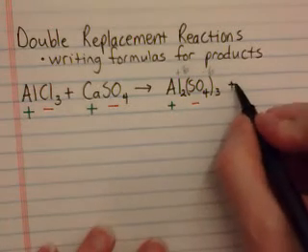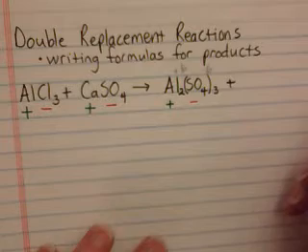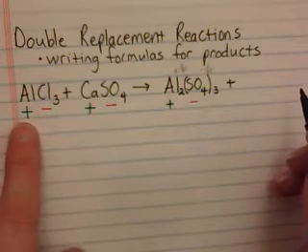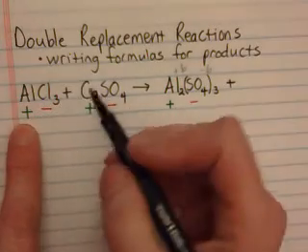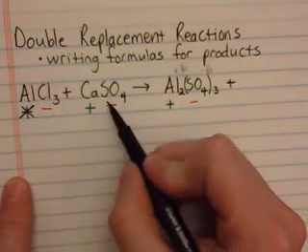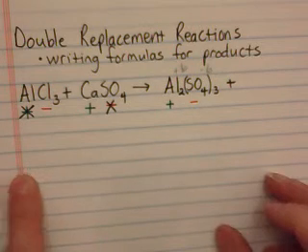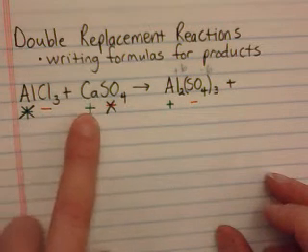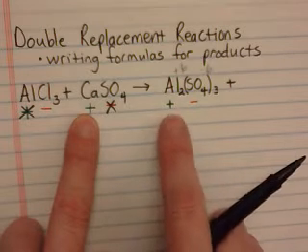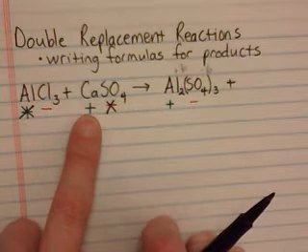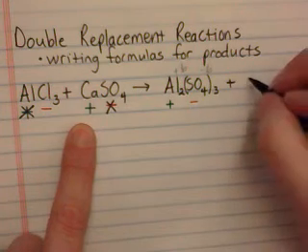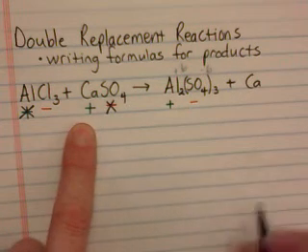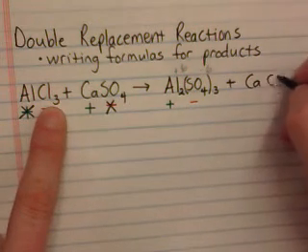Now I have one other product. It's also going to be an ionic compound, and since I've used aluminum and sulfate, the only things I have left are the chlorine and the calcium. But we have to write the cation first. Just like calcium came first in this compound, calcium has got to be written first in the product, and then we're going to bond it to chlorine.